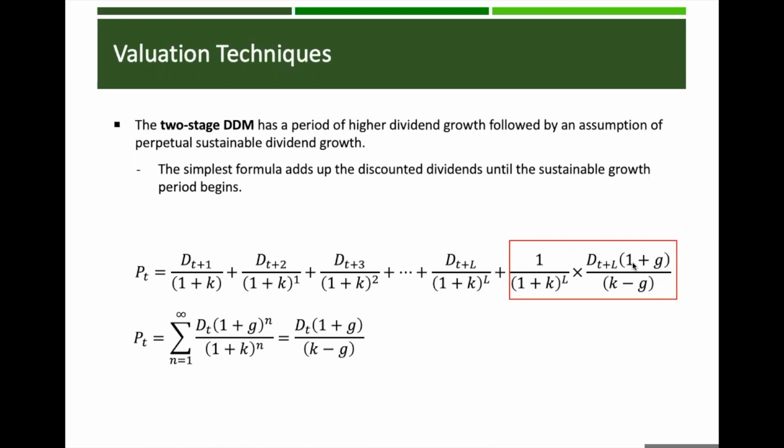Again, that ratio 1 plus G over K minus G, that's just tied to the fact that we're using this infinite sum series, where we have a constant growth rate for the remainder of, or I guess for on to infinity.